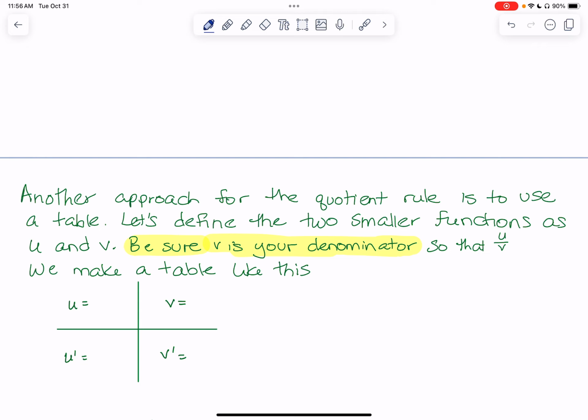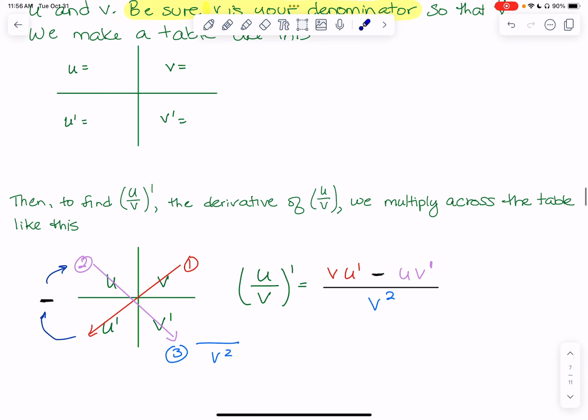If I could bold it, I would. So I have u over v, or the quotient u over v, or u divided by v. All depends on how you want to say it. Then we make the same table. So we have our u equals this and our v equals this. We can take the derivative of u and the derivative of v. We're doing exactly the same thing that I did before.